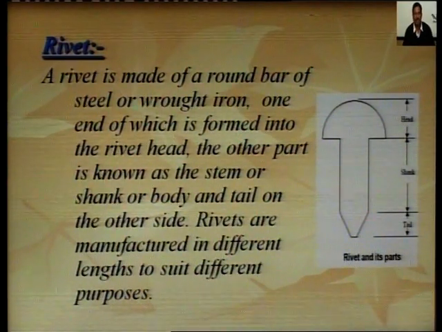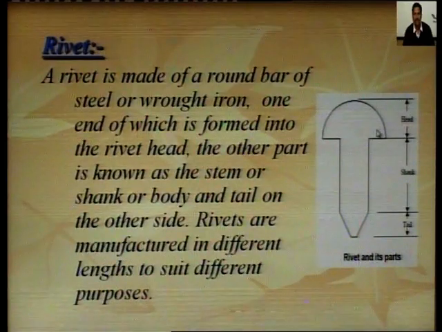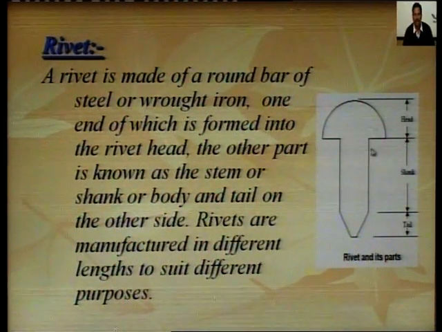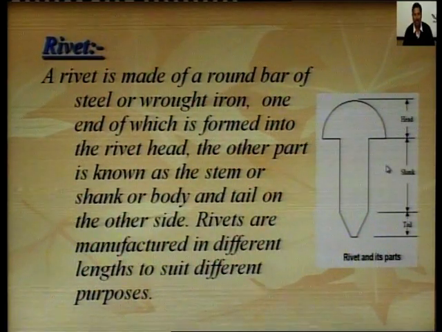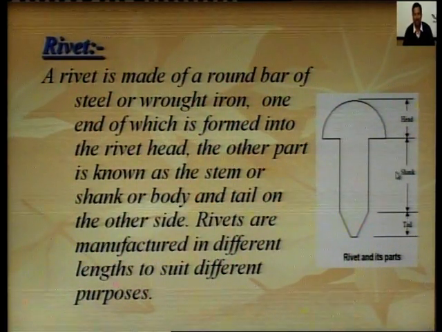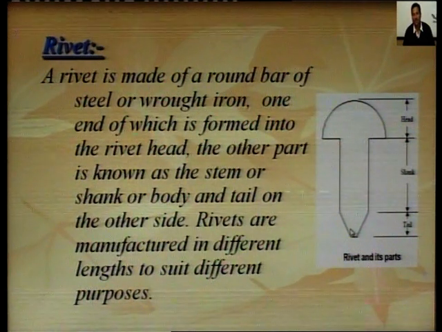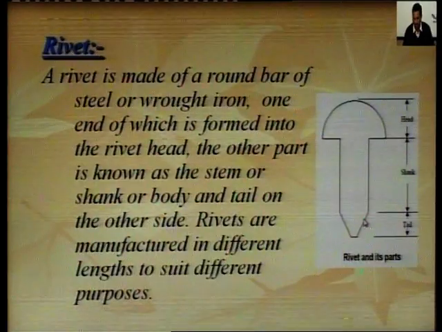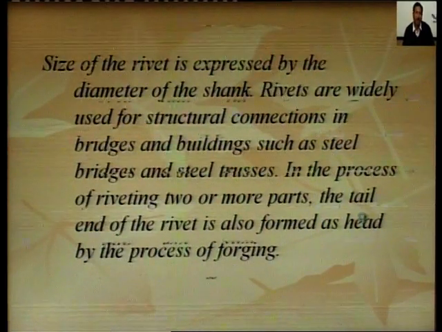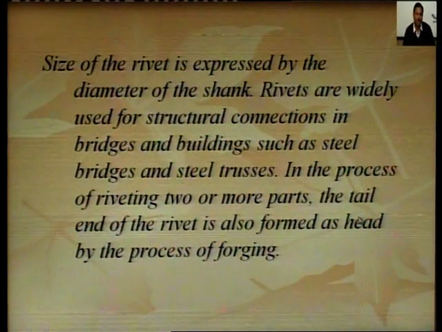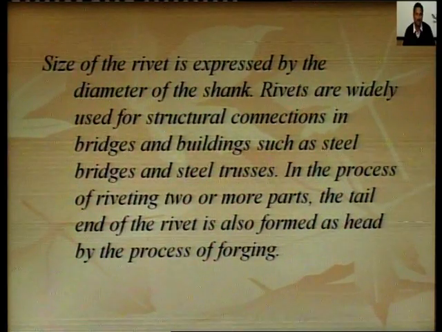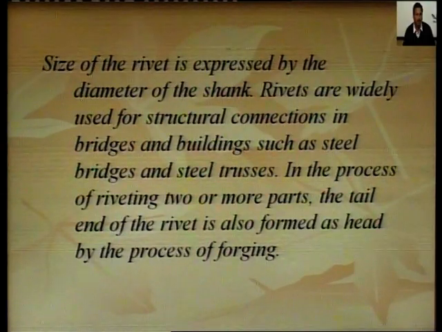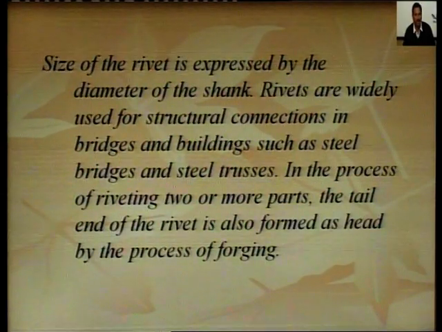So, a rivet consists of three parts. First is the head, this is the head of the rivet. This is the shank. This portion is called the shank, or body, or stem of a rivet. The third part of the rivet is called the tail. This portion is called the tail. The size of a rivet is expressed by the diameter of its shank.